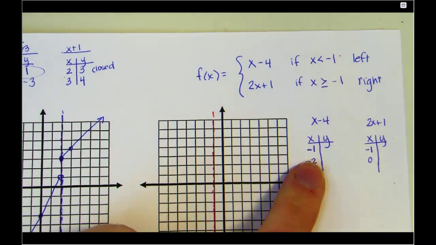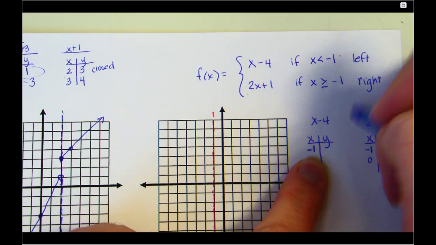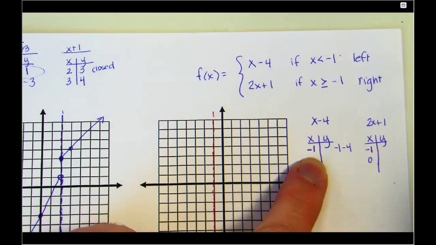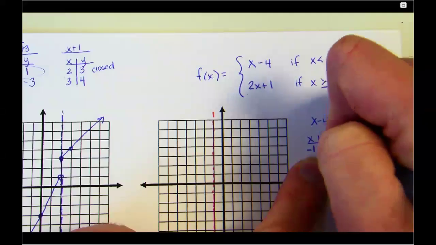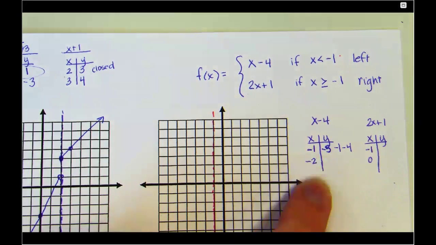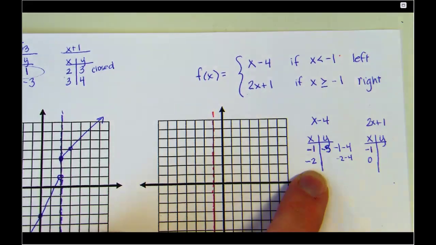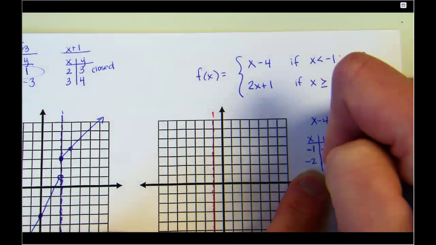Oh, and when you plug in -1 to the first one, what'd you get? Nope. Okay, so if you plug in -1 in here, it's -1 minus 4. It would be -5, right? -5. If you plug in -2 for that one, what do you get?